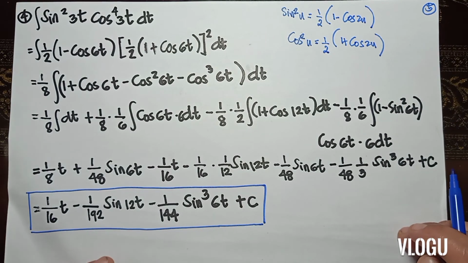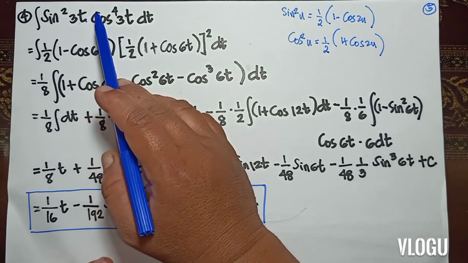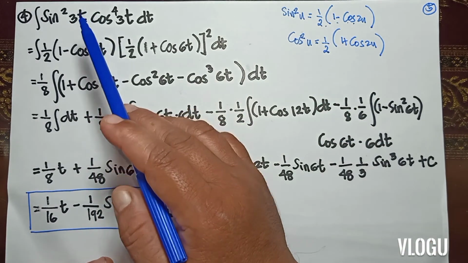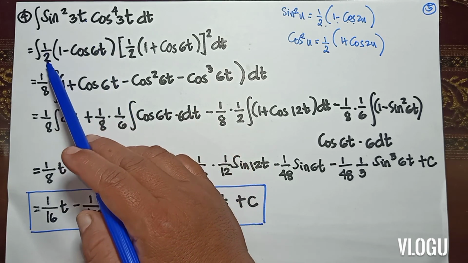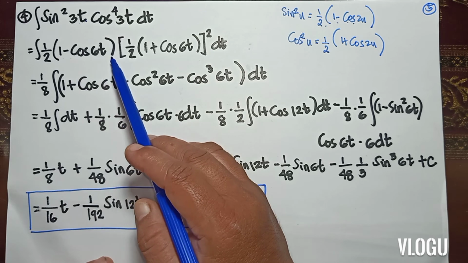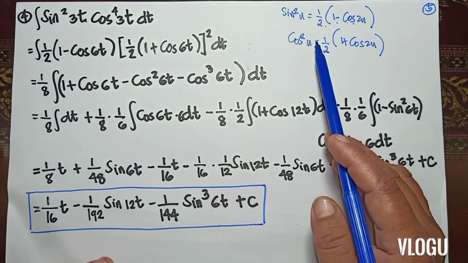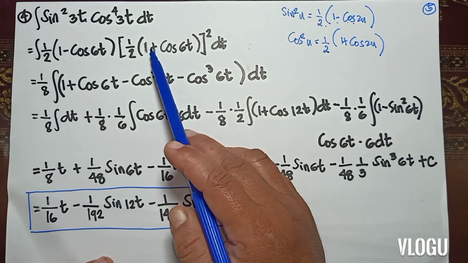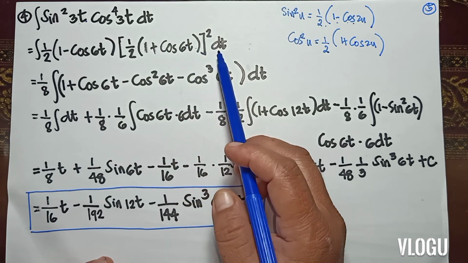So therefore, sine squared 3t is 1/2 times 1 minus cosine 2u. U is 3t, so you will have 6t: 1/2 times 1 minus cosine 6t. This is squared to the fourth, so squared, that is 1/2 times 1 plus cosine 2u, so 1 plus cosine 6t, then squared, dt.